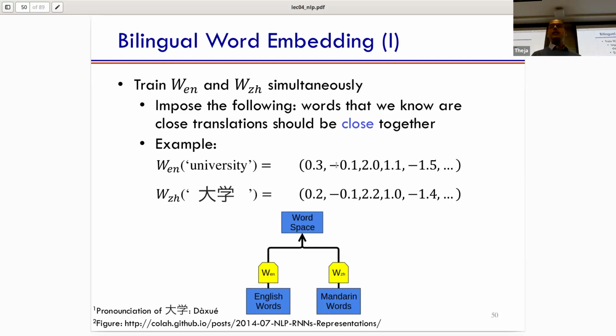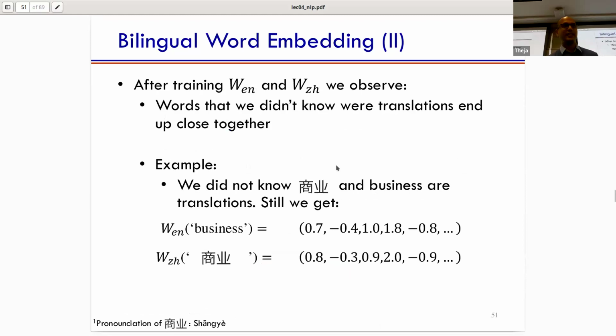Okay. Any questions? Yeah, one of the outcomes of doing that bilingual word embedding is that words that we did not know were translations or related concepts, you could get that if you did not know that before.